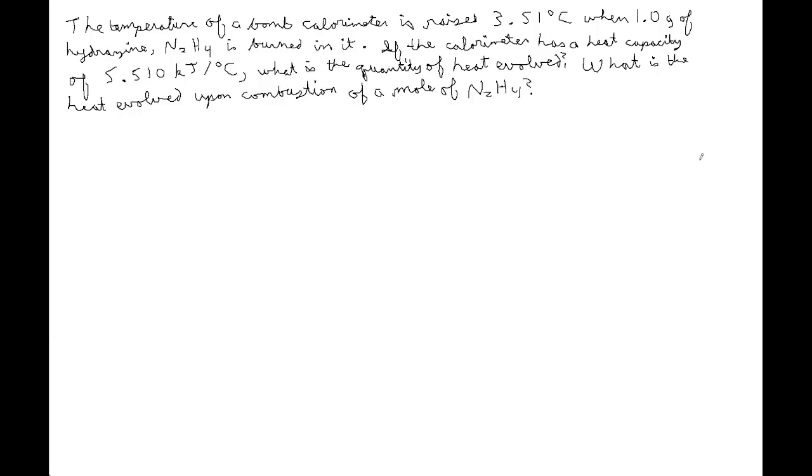The temperature of a bomb calorimeter is raised 3.51 degrees Celsius when 1 gram of N2H4 is burned in it. If the calorimeter has a heat capacity of 5.510 kilojoules per mole, what is the quantity of the heat evolved? What is the heat evolved upon combustion of a mole of hydrazine?